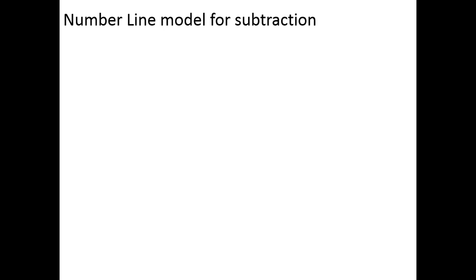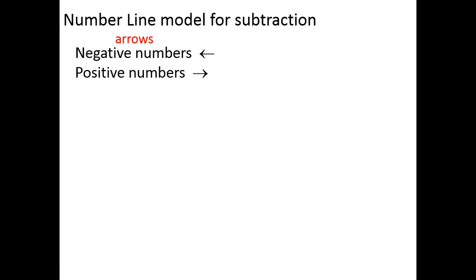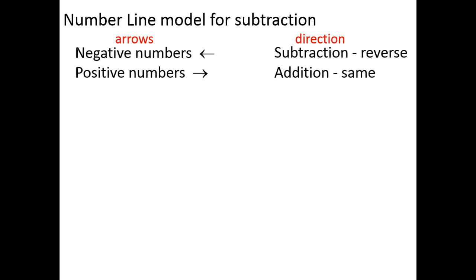We can also represent subtraction with a number line model. We'll be using arrows just like with our other number line models. But we have to understand that negative numbers will have arrows that point to the left, and positive numbers will have arrows that point to the right. Now the direction of the arrow will be indicated by the operation that we're using. If we have subtraction, we will be reversing arrows. And if we have addition, the arrows will be the same direction that they started.